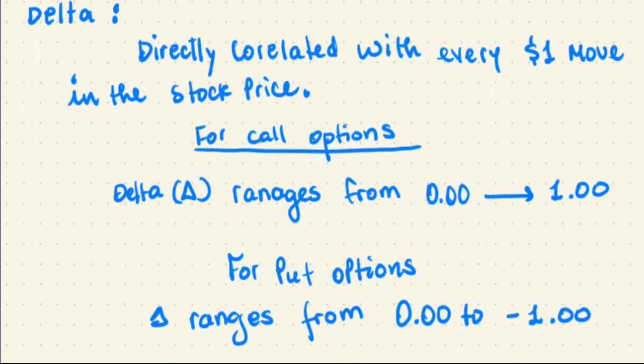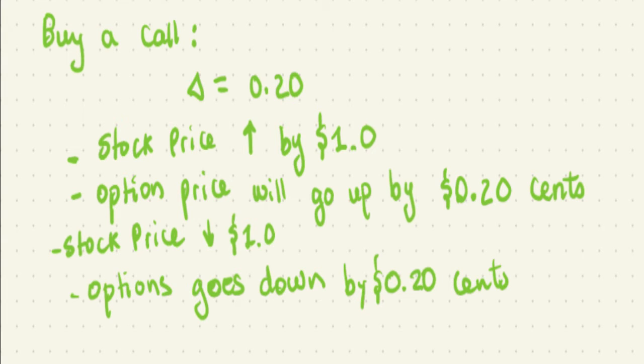The delta is directly correlated with every $1 move in the stock price. For call options, the delta ranges from 0 to 1. And for put options, the delta ranges from 0 to -1. So for example, if we buy a call and our delta is, let's say, 0.20, when the stock price increases by $1, the option's price will go up by 20 cents since our delta is 0.20. So that dictates how much the option value increases for every $1 move of the stock.